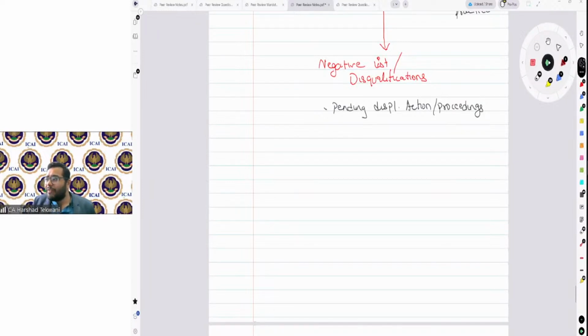Second, he has been found guilty of professional misconduct or other misconduct. Remember, there is professional misconduct and other misconduct in the professional ethics chapter. We will be discussing it, or you might have read something about that already. So if he's been found guilty of professional and other misconduct, he is disqualified.